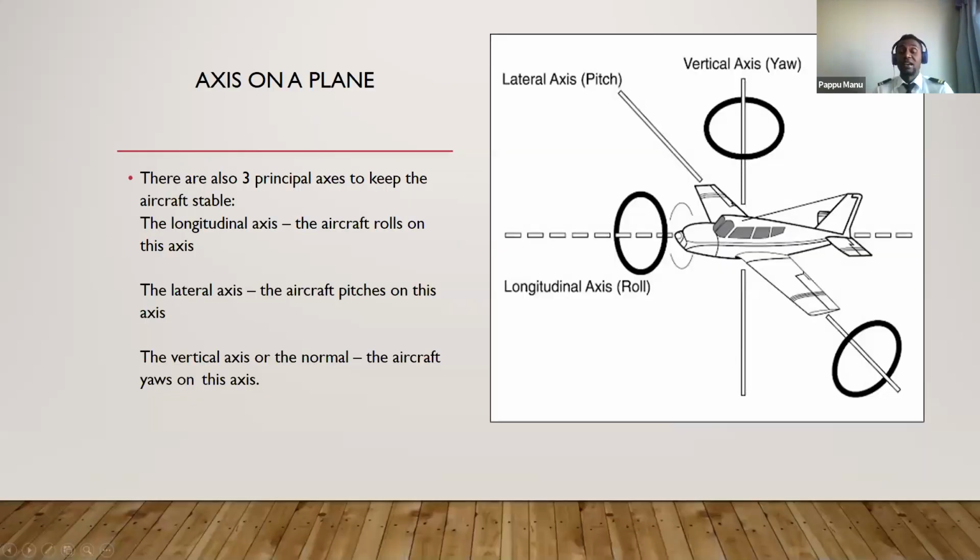Next, we have the different types of axes on an airplane. We have the normal or vertical axis that goes straight through the center of gravity, then the longitudinal and the lateral axes.